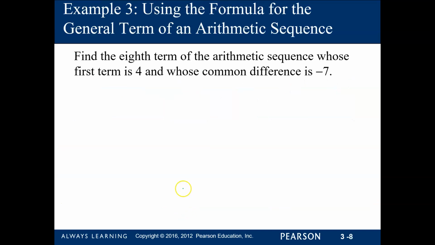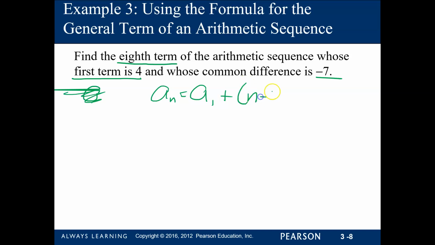So let me give you a specific example for this. Find the 8th term of the arithmetic sequence whose first term is 4 and whose common difference is -7. So we're looking for the 8th term. Pretty much it is easy to list down all 8 terms, right? But if we want to use the formula, remember the formula is a sub n. Oops, sorry, my bad. Let's just ignore this part, okay? a sub n is equal to the first term plus n minus 1 times the common difference. So what term are we looking for? We're looking for the 8th. So we will replace our n by 8.